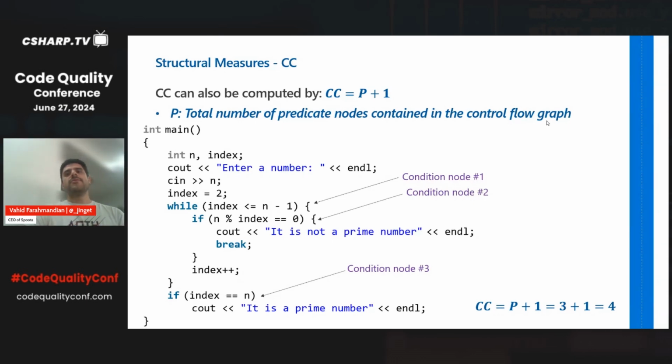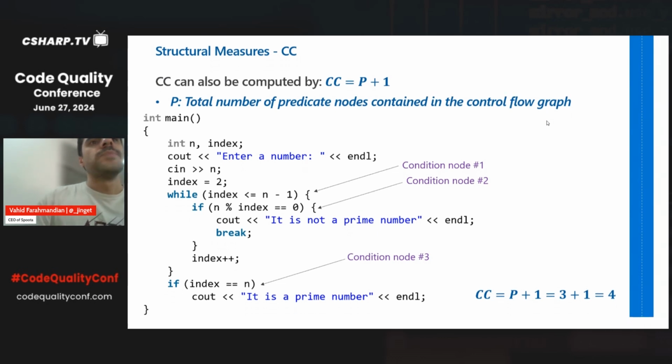Cyclomatic complexity here is 4. It means that we have 4 different and unique routes to execute our code. Of course, when we have 4 unique routes, it means that we need 4 unit tests. We need to write a unit test for each of our unique routes. It's very easy. Okay, let's go to another example.